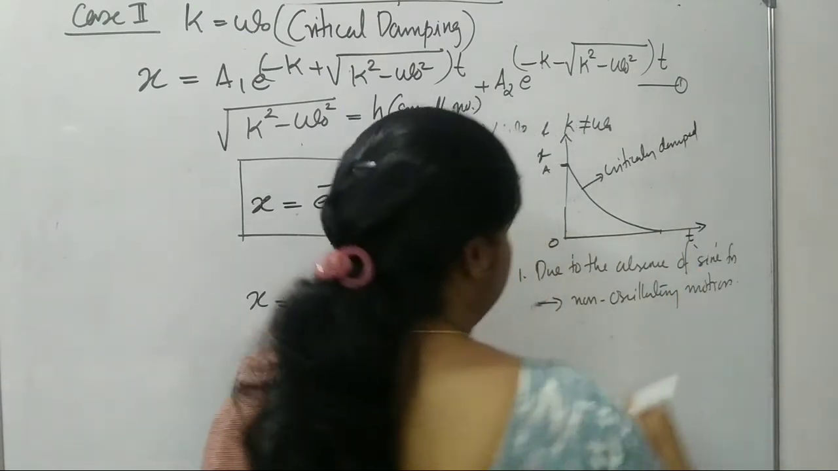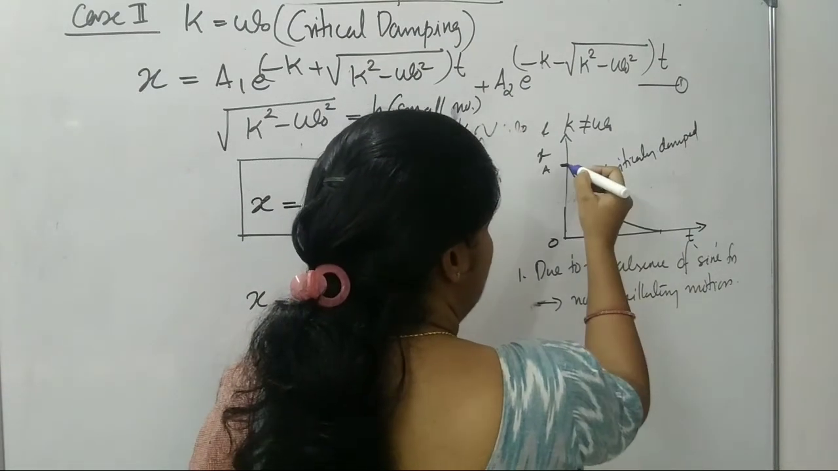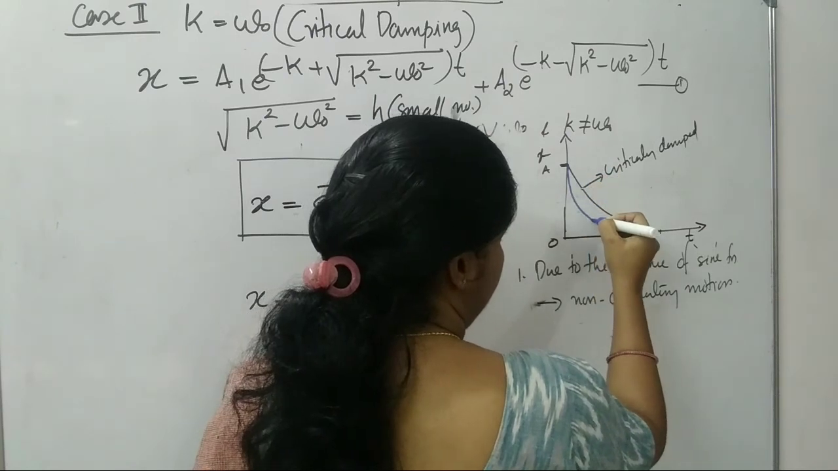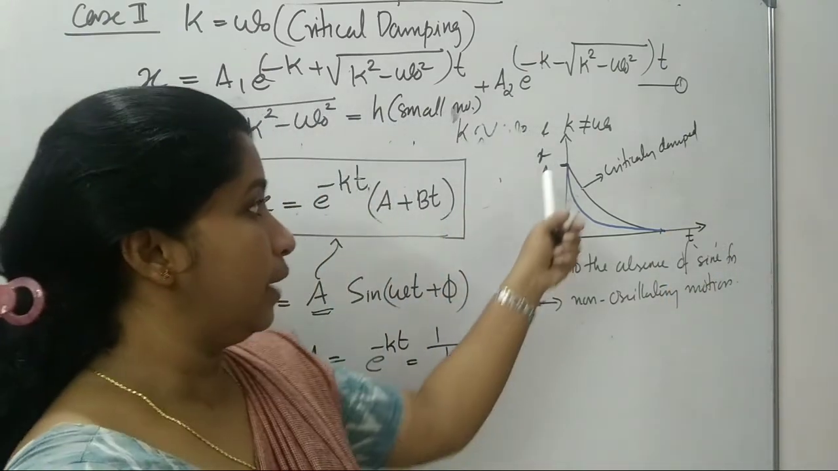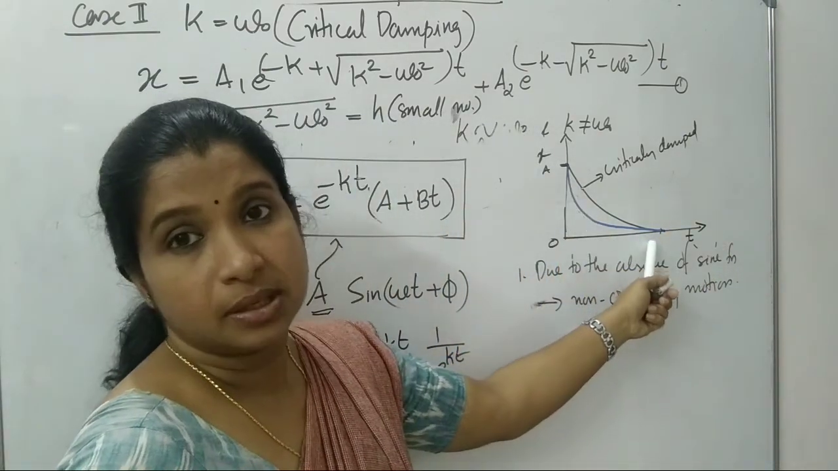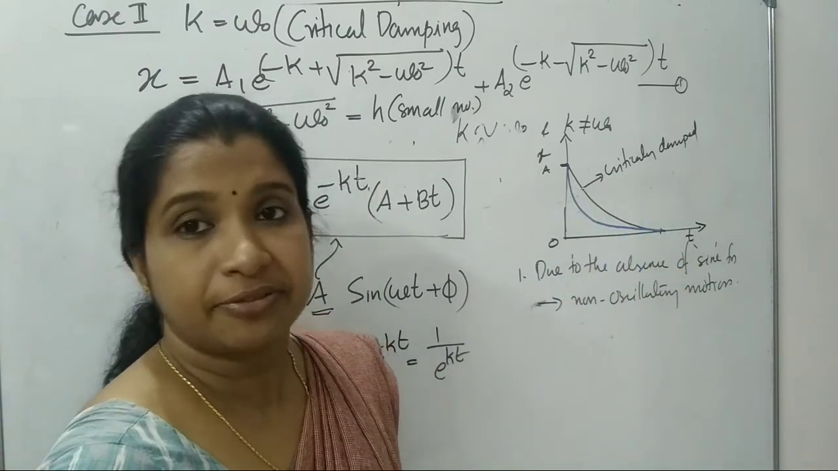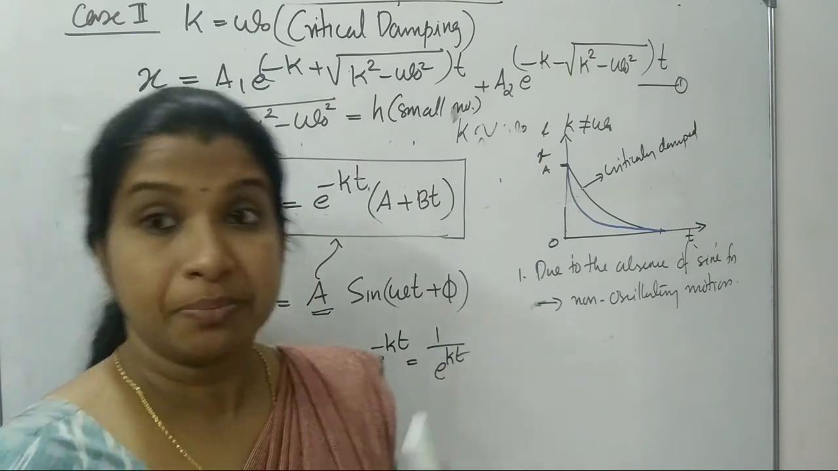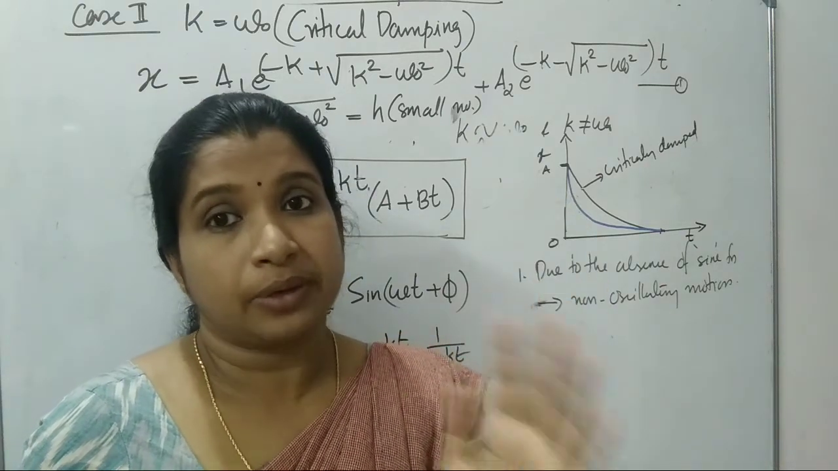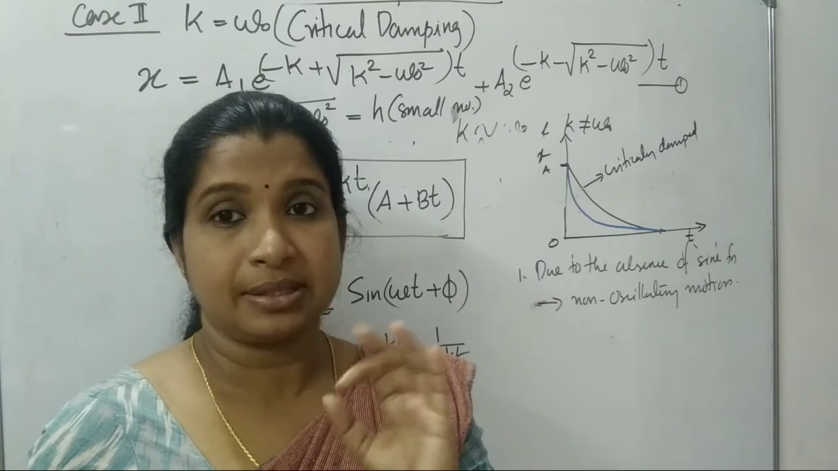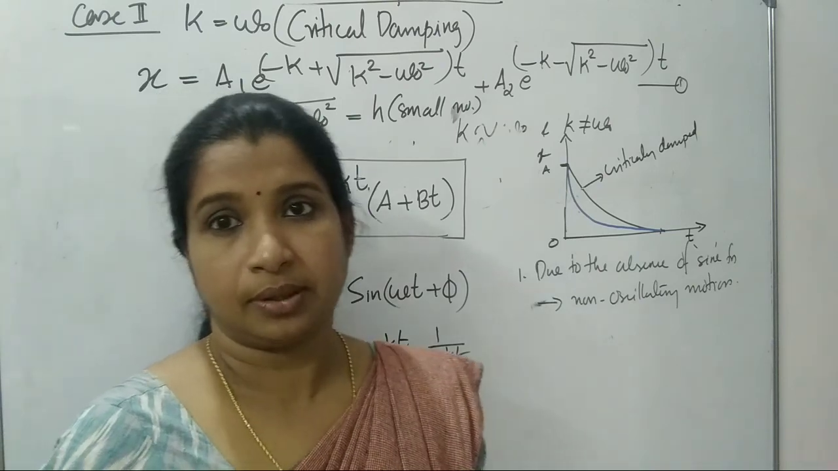If we draw the overdamped motion in the same graph, the motion is very slow in nature. This curve has more bend, so it takes more time to come back to the equilibrium position. That's the difference between overdamped and critically damped motion. In both cases there is no oscillation. Overdamped means it very slowly comes back to the equilibrium position. Critically damped means it comes back to the equilibrium position a little bit faster compared to overdamped motion.